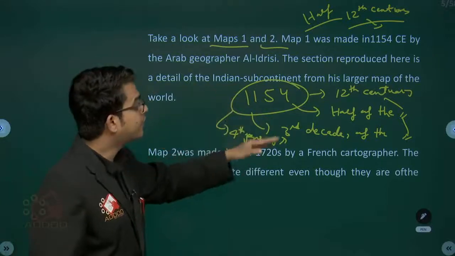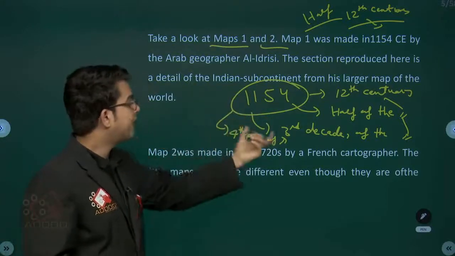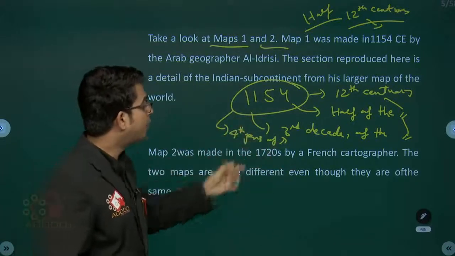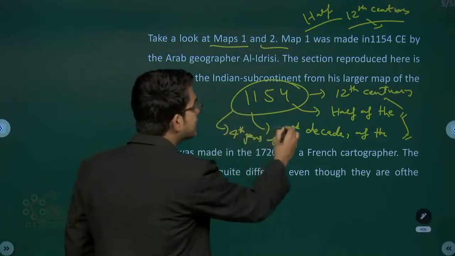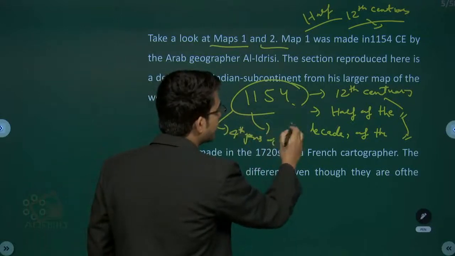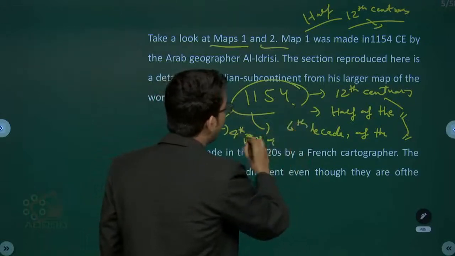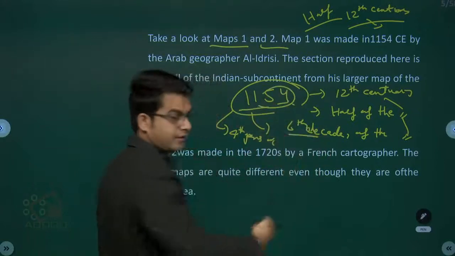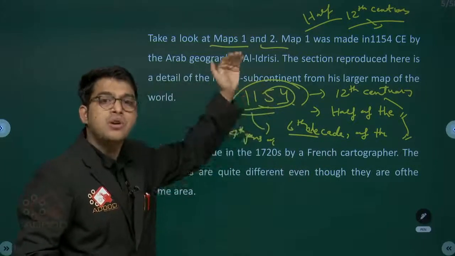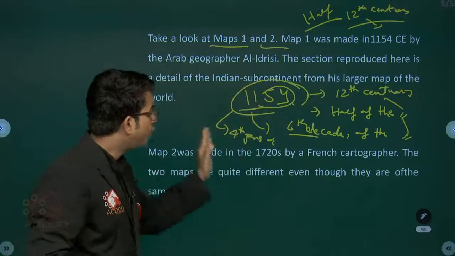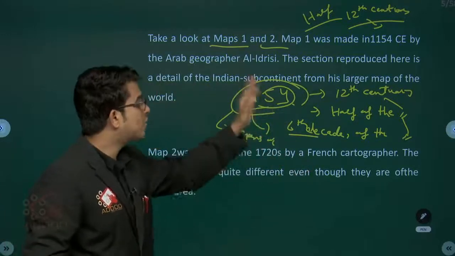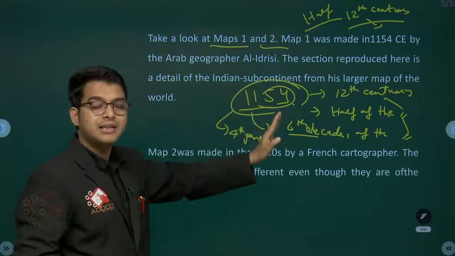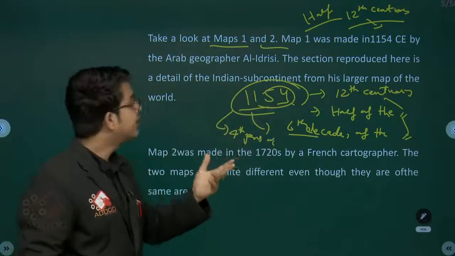Okay, so 1154 means the fourth year of the sixth decade, the sixth decade in the sense of 51 to 59. So, fourth year of the sixth decade of the 12th century. If you break it into that portion, you may never forget.